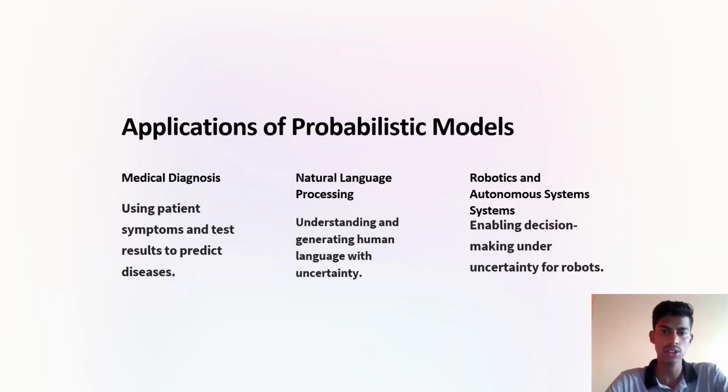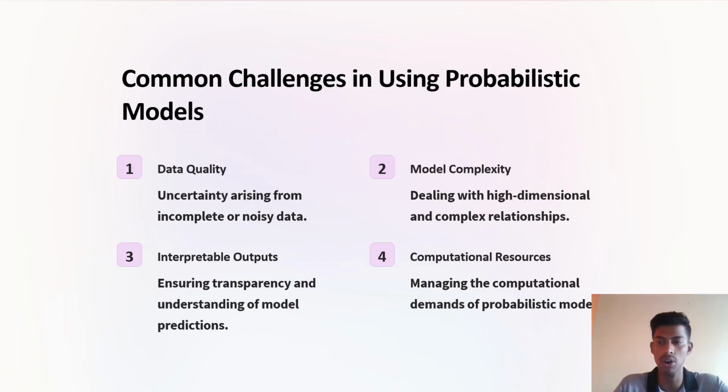So coming to the applications of probabilistic models, the first one is medical diagnosis, using patient symptoms and test results to predict diseases. As we said, using the first variable, we can also predict the next one. The second is natural language processing, understanding and generating human language with uncertainty, and also robotics and autonomous systems, enabling decision making under uncertainty, which is the use of AI and technology powered by probabilistic models.